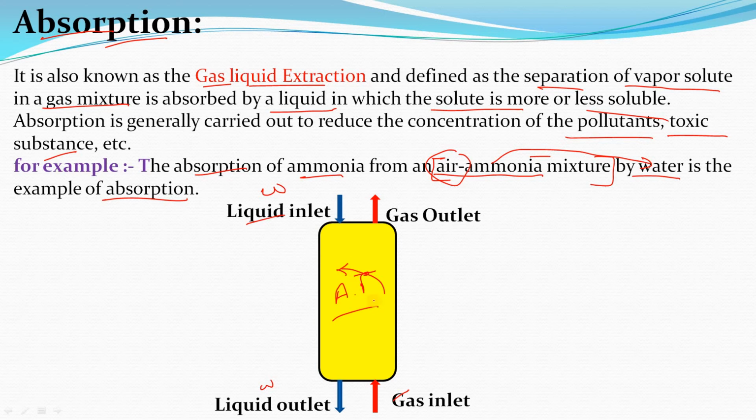Because the liquid mixes with the gas mixture, the ammonia leaves the air and mixes with water, and we get water and ammonia from here. Our desired product we get from here. This is the example of absorption. And the dry air we get from here.